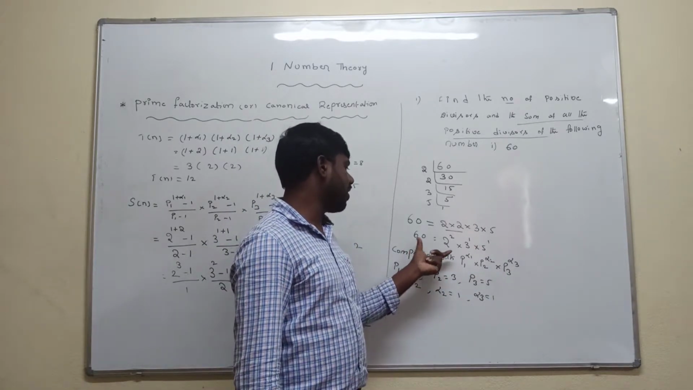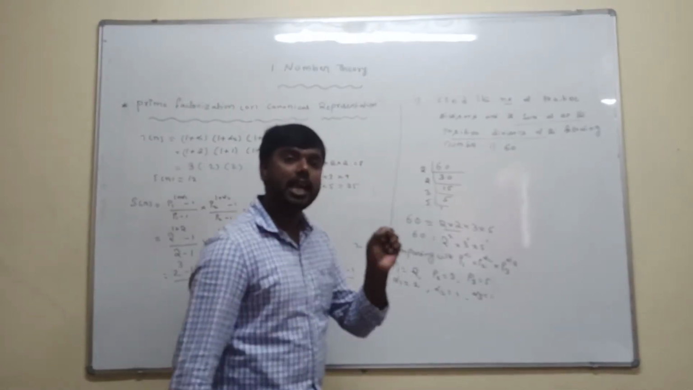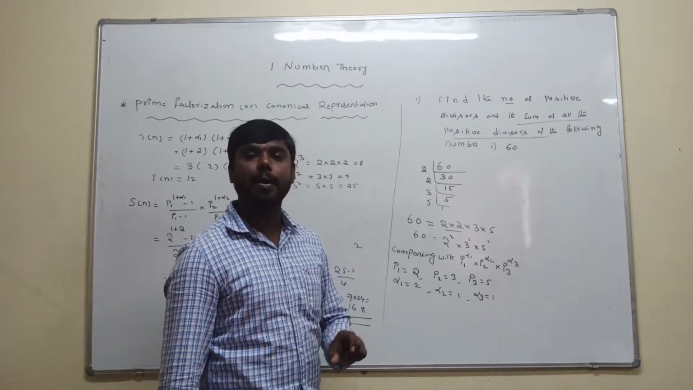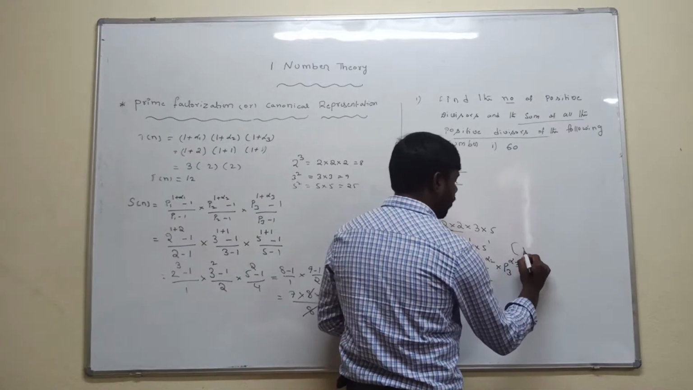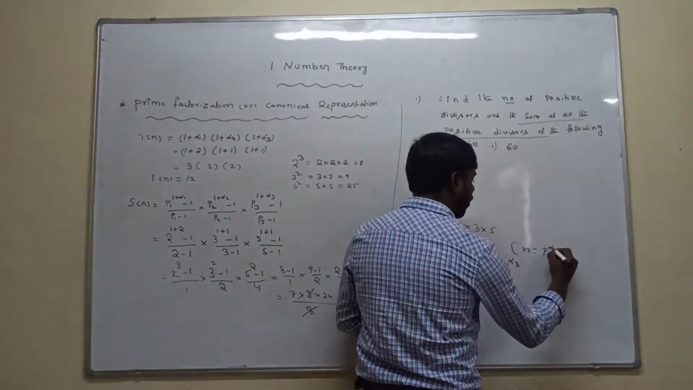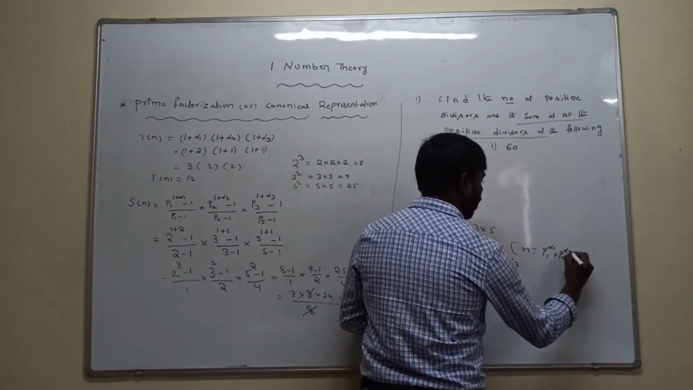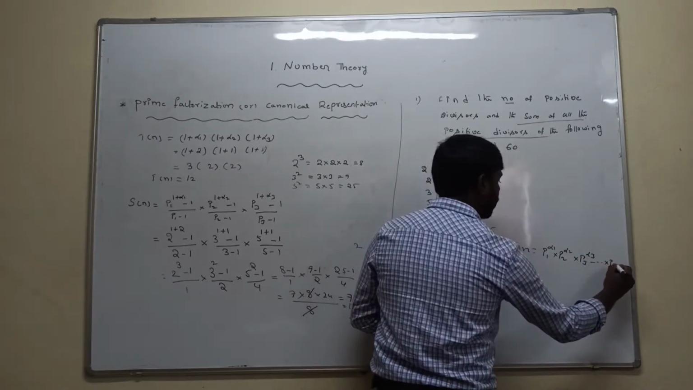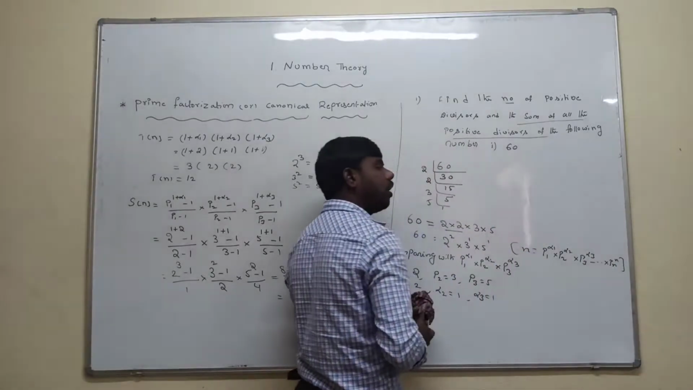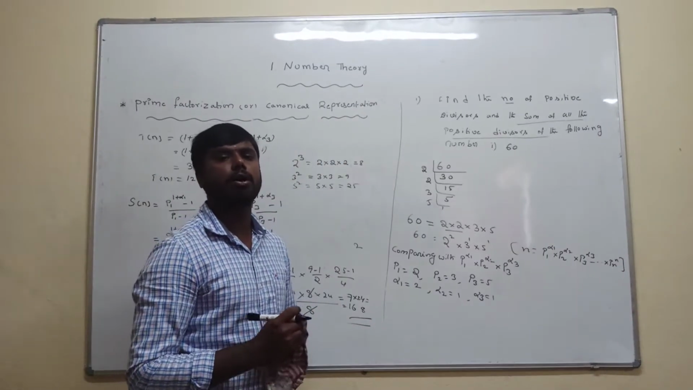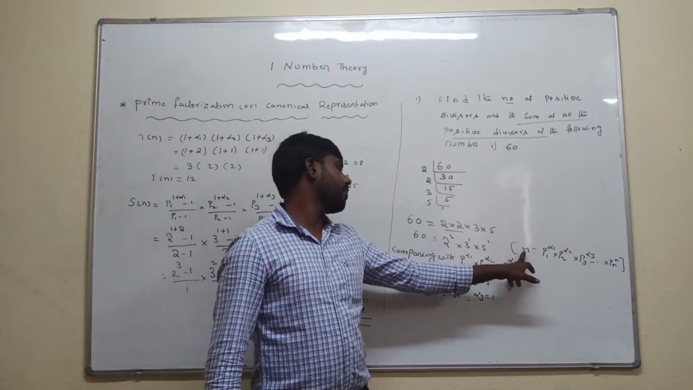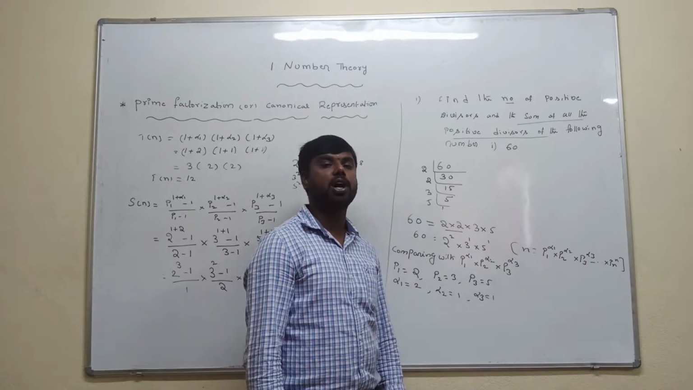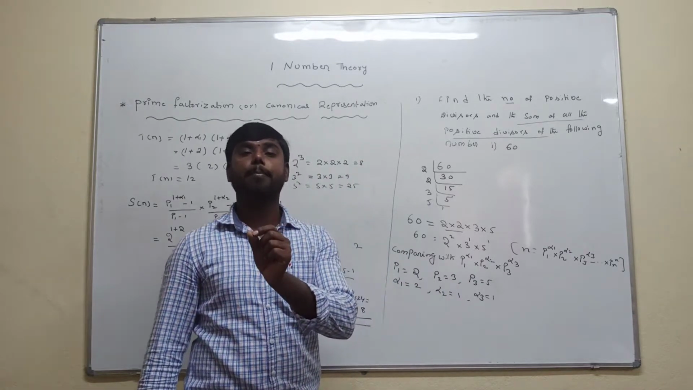Now comparing with this one, n can be expressed as a product of prime numbers. That's why this is in the form n is equal to p1 power of alpha 1 into p2 power of alpha 2 into p3 power of alpha 3 and so on, into pn power of alpha n. Here n is called the number of elements. So the number can be expressed in the form p1 power alpha 1 into p2 power alpha 2 into so on pn power alpha n.